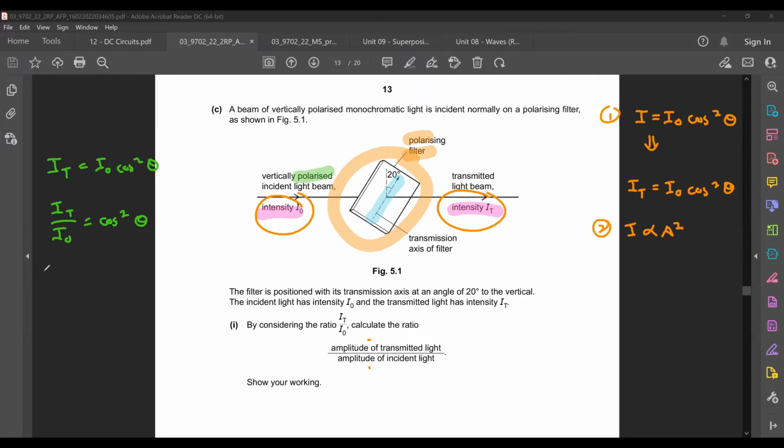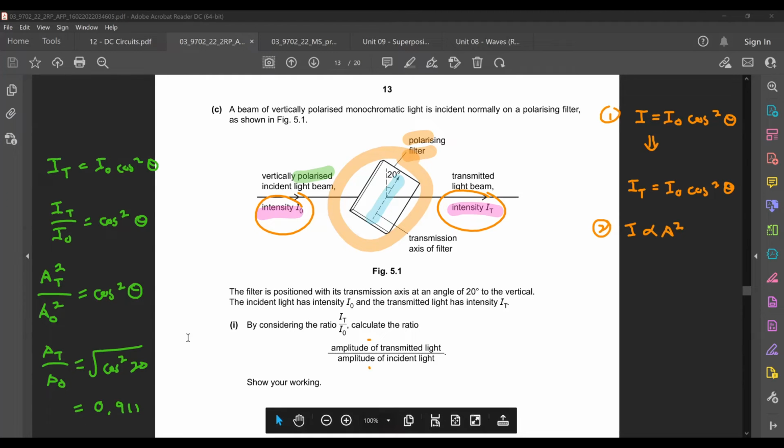But at the same time, amplitude T square to amplitude naught square will be the same as cos square theta. So AT to A naught will be the square root of cos square 20, which is basically just going to be cos 20. Okay, cos square 20 is going to be 0.911. I believe this is the working.